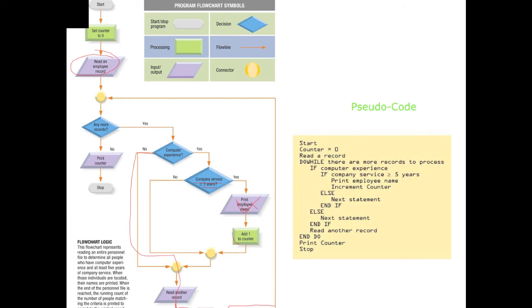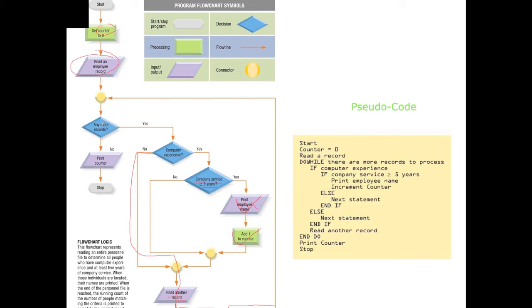Okay, that's wonderful. Then we add 1 to the counter. Remember, we set a counter to 1. So we add 1 to the counter, which means we're going to continue on to count the people who have computer experience as well as 5 years of working experience. Then just continue. Once this one is done, you go down and read another record. So just continue the loop until, here's how you break out of the loop. If there's no more record, you're going to print out the counter.